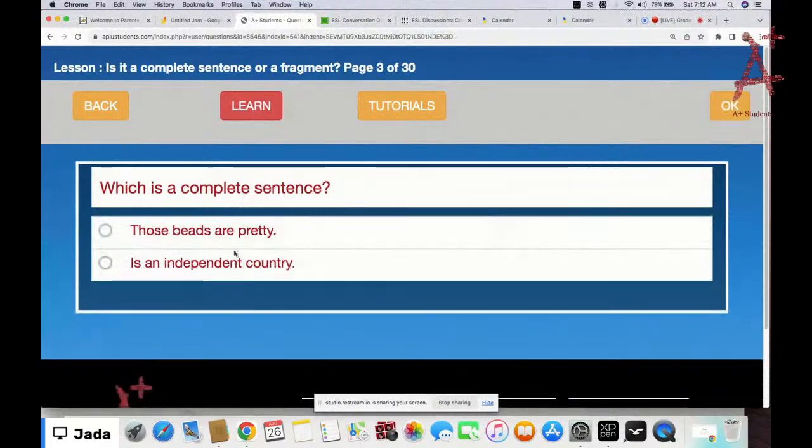All right, so we have which is a complete sentence. Those beads are pretty. Is an independent country. So which is a complete sentence? When you say is an independent country, this is a what? A sentence fragment. Because we do not know what you mean by independent country. Which one is an independent country? It just says is an independent country. No, there's something wrong with that sentence. Okay? So when you say those beads are pretty, then it's a complete sentence. Okay? So yeah.